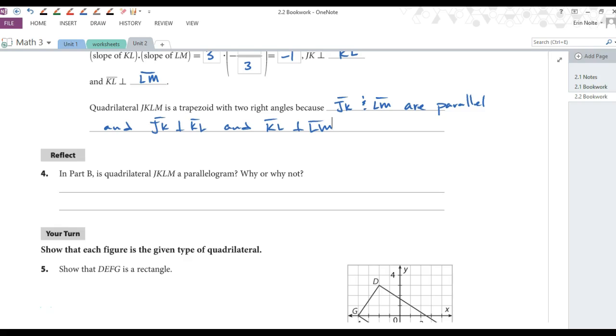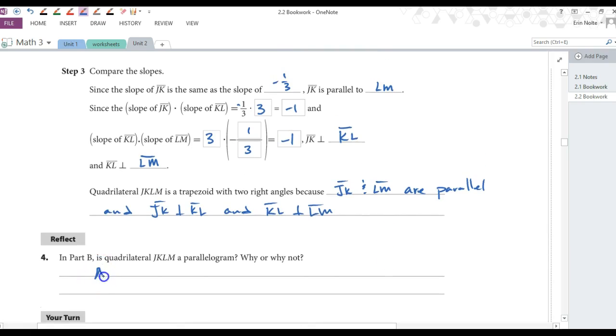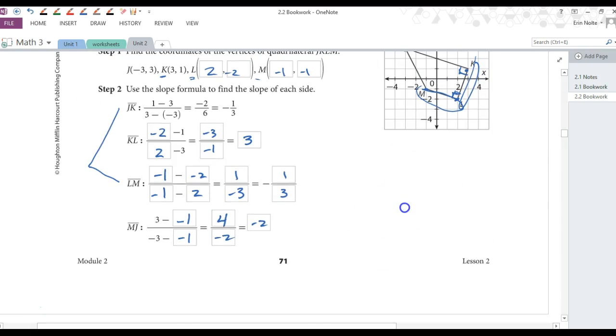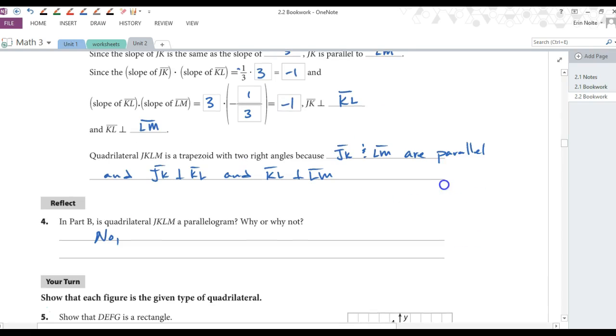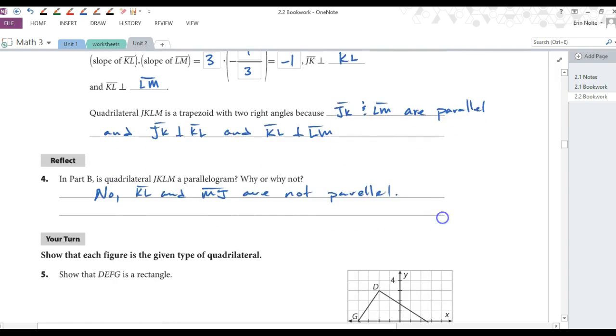Okay, they do reflect on this and say, why is it a parallelogram? Okay, and hopefully you're saying, no, it is not a parallelogram, because a parallelogram would have two sets of parallel lines, and since these two are not parallel, it's not a parallelogram. Okay, so you can say KL and MJ are not parallel. So only one side is, or one set is parallel.